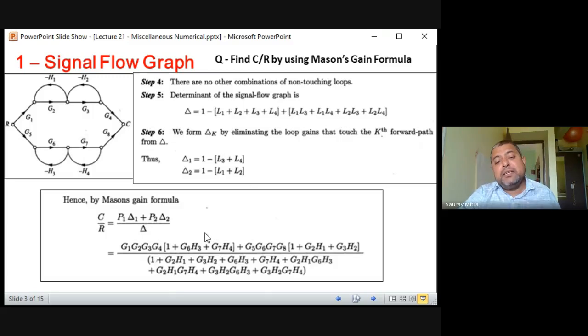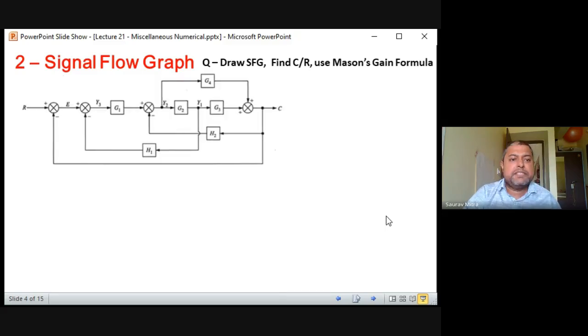But numerator, there will come some 3 extra terms, like this. So it is not only 1, because this forward path P1 is not touching these 2 loops, and forward path P2 is not touching this above loops. That's why there will come this 3 terms in the numerator with P2, and there will come this 3 terms in the numerator with P1. So it is not difficult, only thing is you have to understand the process. That's why more number of numerical we solve, we understand the process better. So this is actually the transfer function.